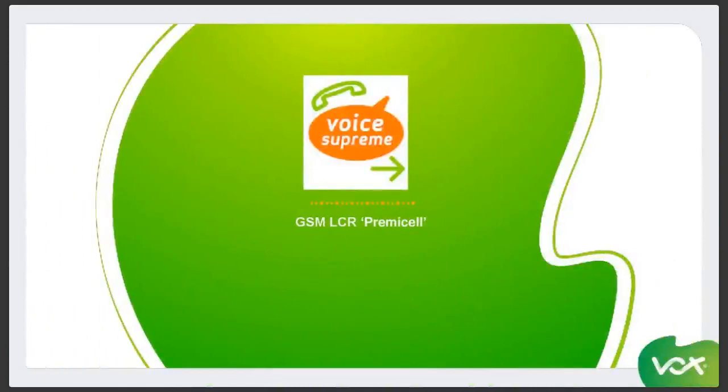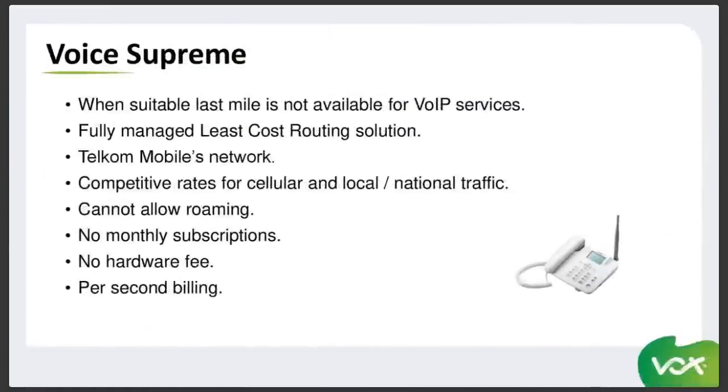Voice Supreme is one of our legacy type products, but still has legs in terms of certain situations. So it's the old, what was called Premicell product, which works off Telkom Mobile's network. So the calls that are made here, it doesn't touch Vox's network at all. It's not our voice over IP solution. What we're doing here is offering a customer or a business partner voice services using GSM SIM cards. So we make use of Telkom Mobile SIM cards because we've got a good deal with them in terms of much lower calling charges than Telkom fixed line.